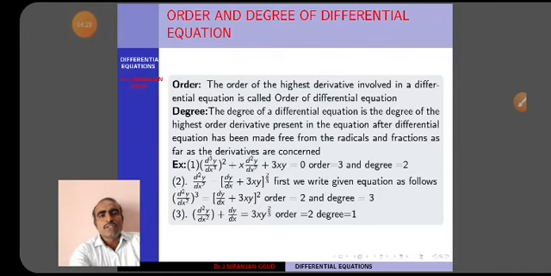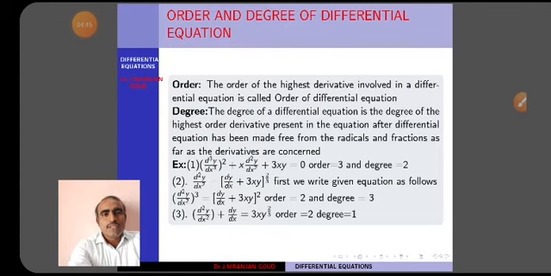Now in this equation, the highest order derivative is the second order derivative. So the order is 2. The degree of this differential equation is the degree of the highest order derivative, that is, (d square y by dx square) whole power 3. So the degree is 3.